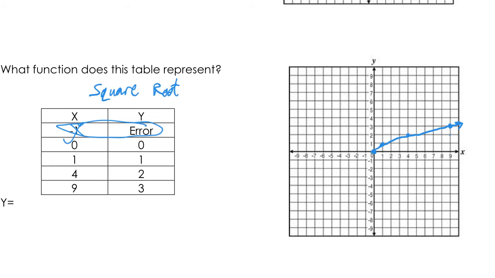The endpoint is at 0, 0 there. So nothing's changing. The up and over is the same. Up 1 and over 1, up 1 over 3. So everything matches the parent function. So we know that this is simply f of x equals the square root of x.